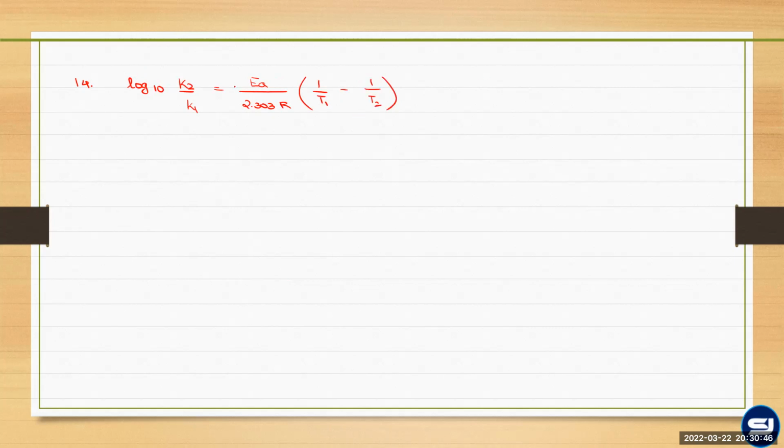Now here there are two reactions. The activation energy of the first reaction is EA1 and of the second reaction is EA2, and the first activation energy is greater. Also, they have given T2 is greater than T1. Now with T2 greater than T1, this part will always become positive. Yes or no? Yes. So if the activation energy for the first reaction is higher, the ratio of the rate constant will be higher.